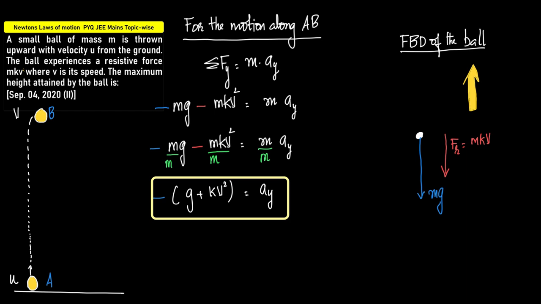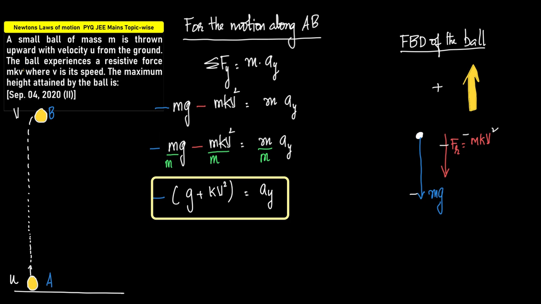Now, we have two forces, both of them acting in the opposite direction to that of the net direction of motion. So for our convenience, we'll take all the forces acting along the direction of motion as positive and those which are acting against the motion as negative. So it will be negative mg and negative FR, which is negative mkv. Oh, yeah, sorry. So it's mkv square. My bad.